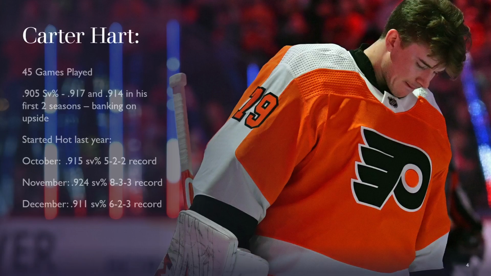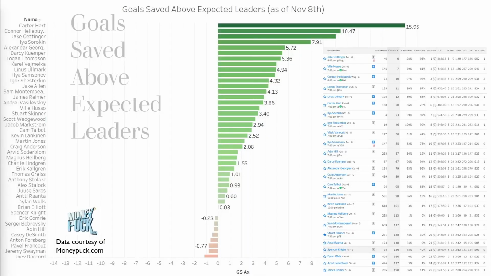They didn't have Ryan Ellis. They had a number of injuries, Sean Couturier, etc. So I didn't necessarily give him to you as a potential option, but the Tortorella bump did happen, and even more than that, Carter Hart is outperforming his defense. So if you look at him here, he's got a 15.95 goals saved above expected, which is outstanding. It's obviously 5 higher than the next highest guy, which is Connor Hellebuyck.